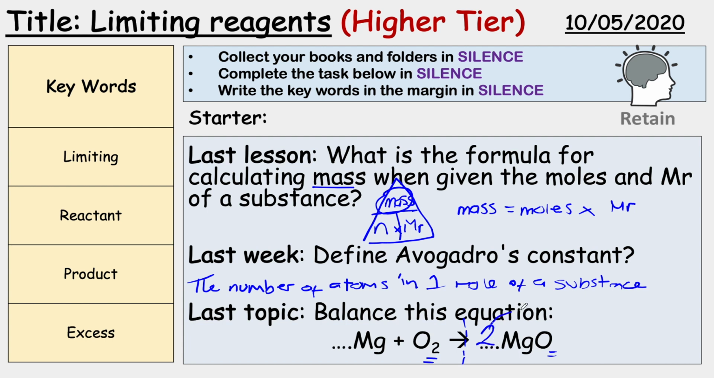Now this changes our amount of oxygens, but also the number of magnesiums. We now have 2 magnesiums on the right. So to balance that on the left, we add a big 2 here.